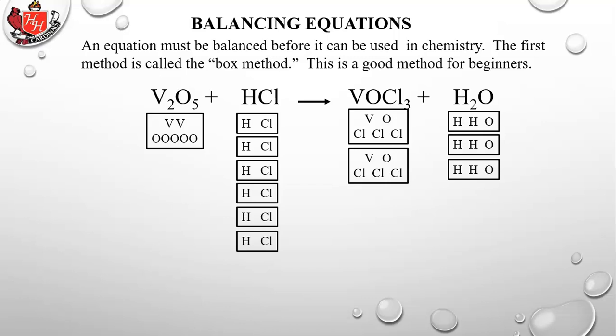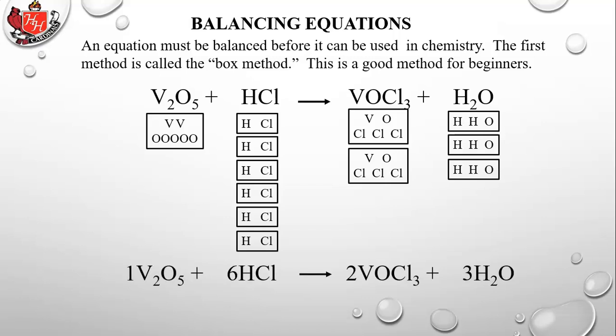So the way you write the final balanced equation is you count how many boxes are underneath each compound, and that becomes the coefficient in front of that compound. So down at the bottom is what the balanced equation would look like. You have 1 V2O5 because there's one box. You have 6 boxes below HCl, so there's 6 HCl. You have 2 boxes below VOCl3, so there's 2 of those, and 3 water molecules. And that is your final balanced equation. You have the same number of atoms of each type on the left side of the equation as on the right side of the equation.